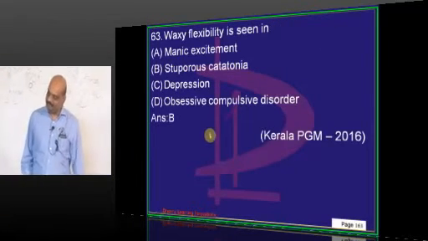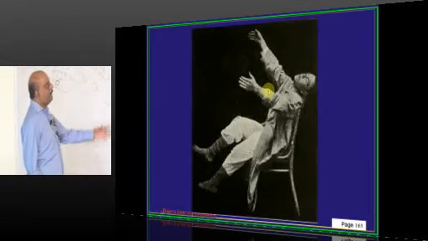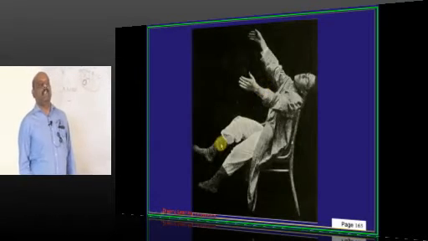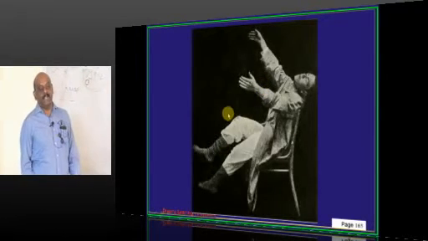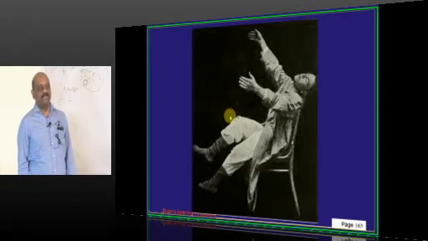Waxy flexibility. Where do we see? Stuporous catatonia. For days together, they can sit in the reading room and study if they have catatonic schizophrenia. So, if you are unable to study, it means you don't have it.